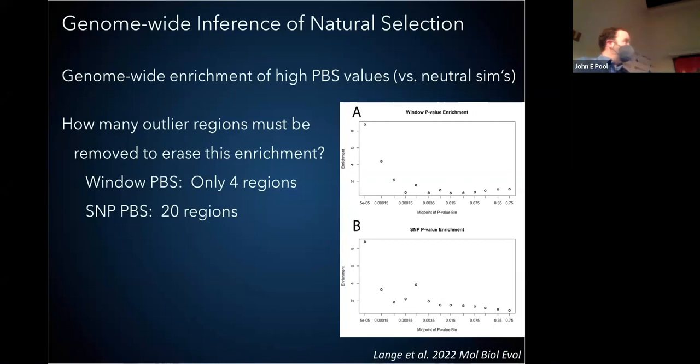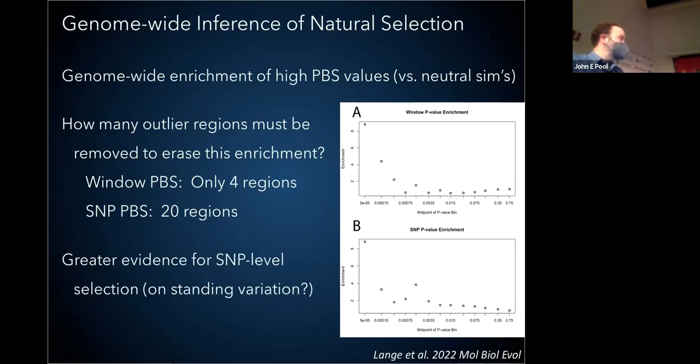And the answer for window PBS is that actually we only need to remove 4 regions to get rid of that enrichment. Not wildly impressive, but interestingly at the SNP level, we'd have to remove fully 20 regions across the genome to get rid of the enrichment of SNP level population branch statistic excess. And so this could imply that there are at least about a couple dozen loci with strong enough selection over this 500 generation time span that we can infer it with this sort of approach.